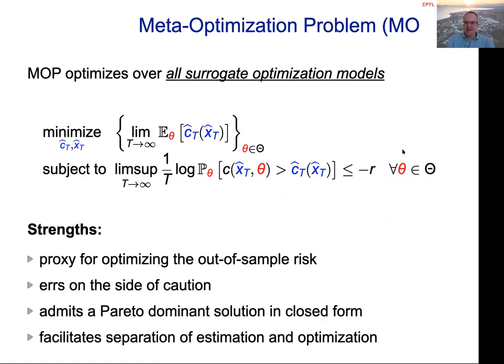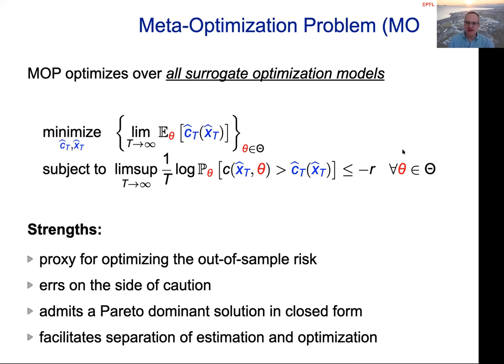So as every predictor encodes a surrogate optimization problem, the optimization problem here over predictors and prescriptors can in fact be viewed as an optimization problem over optimization problems. So this is the reason why we call it a meta optimization problem. And actually this problem, I will show to you, has a number of strengths. One of them is that it is a proxy for optimizing the out-of-sample risk that I've shown to you before. It also errs on the side of caution. So we take a robust approach basically. We want to ensure certain guarantees. So the constraints here enforce that the out-of-sample disappointment decays at the prescribed rate R.